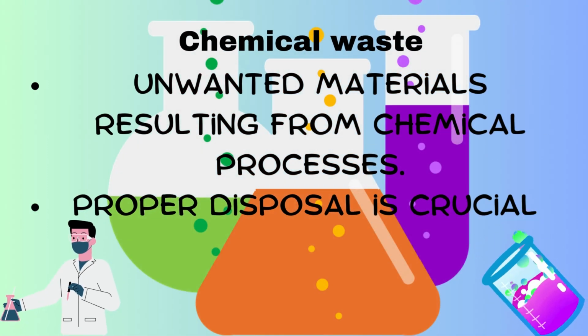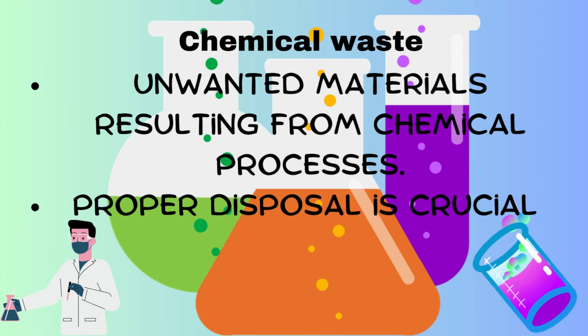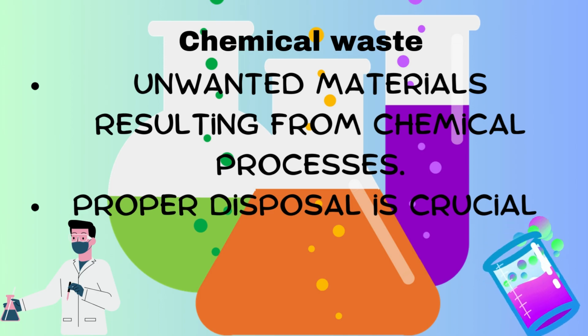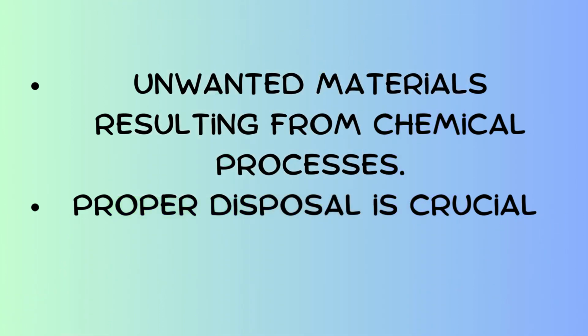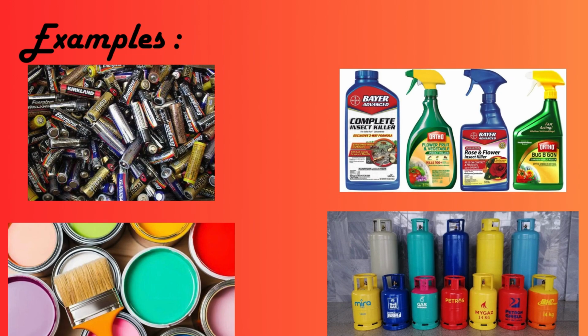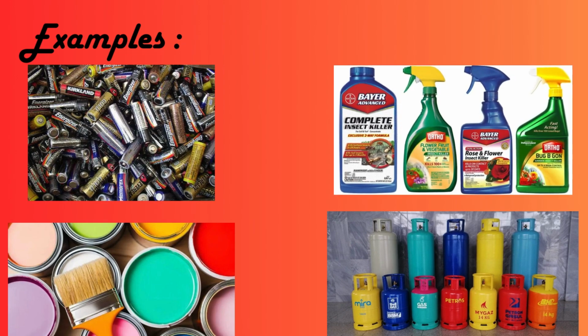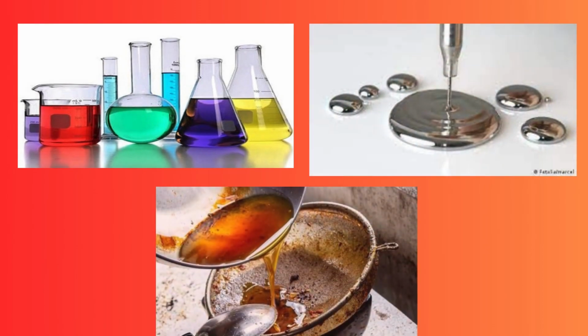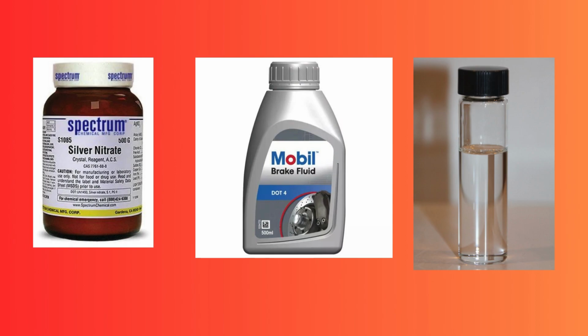Chemical waste refers to any unwanted materials resulting from chemical processes. Proper disposal is crucial to prevent environmental harm and health risks. Some examples of chemical waste are batteries, pesticides, paints, gas cylinders, solvents, mercury, used oil, reagent-grade chemicals, brake fluid, and ethylene glycol.